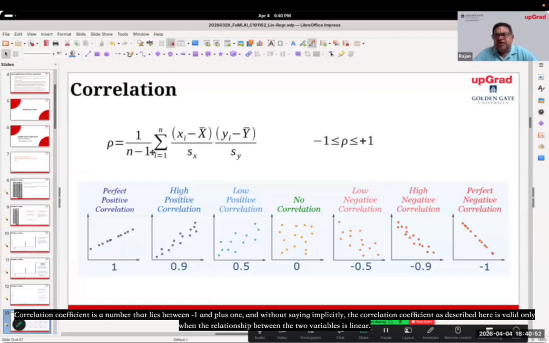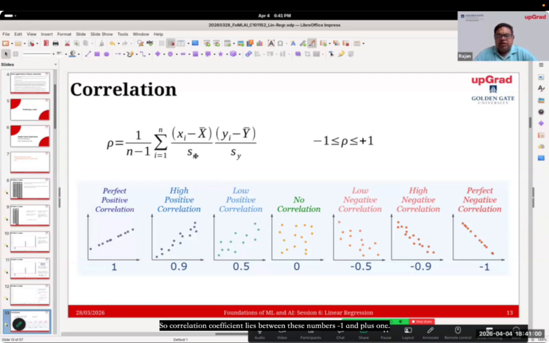The correlation coefficient as described here is valid only when the relationship between the two variables is linear. When the value is close to -1 or +1, we say the relationship is strong. When it is close to 0, we say the relationship is weak. When it is negative, as one variable increases, the other decreases, and vice versa. When it is positive, both increase or decrease together. That is, as x increases, y also increases, or if x decreases, y also decreases.